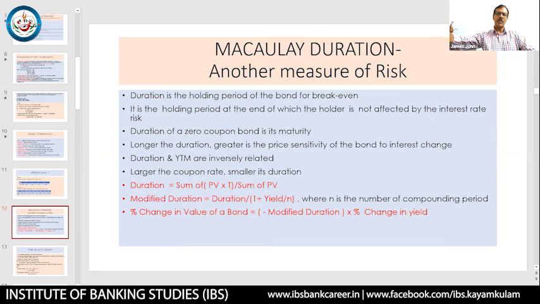And duration and YTM are inversely related. That means yield and duration are inversely related. If one is high, the other will be lower. If duration is higher, YTM will be less. If YTM is high, duration will be less. So they move in opposite directions, or they are inversely related.